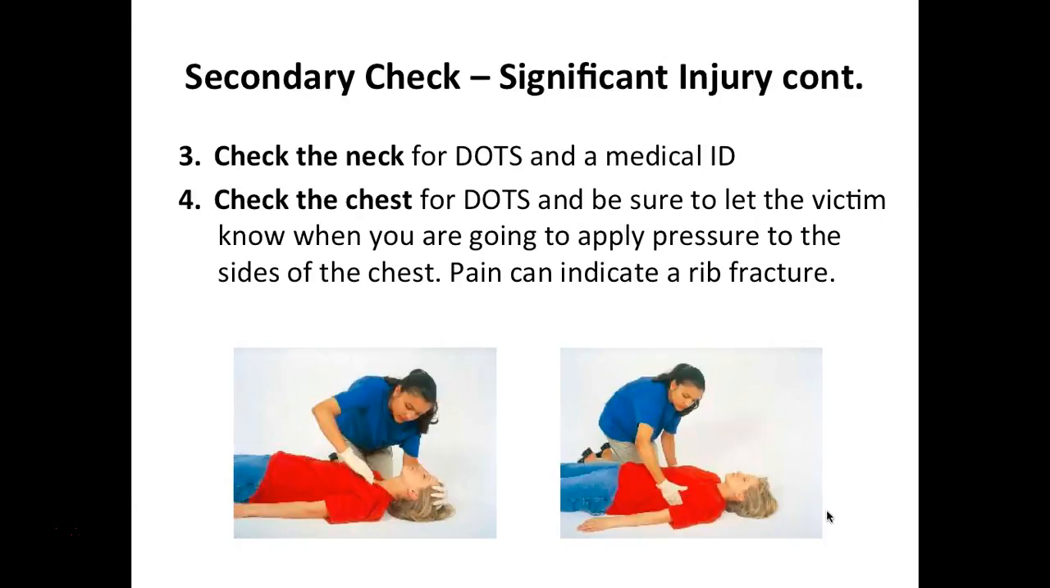Same thing: deformity, open wounds, tenderness, and swelling. Look for a medical ID. You might also find these on the wrist, and they might tell you whether the victim needs medications. You're going to check the chest for the same thing. Be sure to let the victim know when you're going to apply pressure to the side of the chest. If they happen to have a rib fracture, it's probably going to hurt pretty bad.